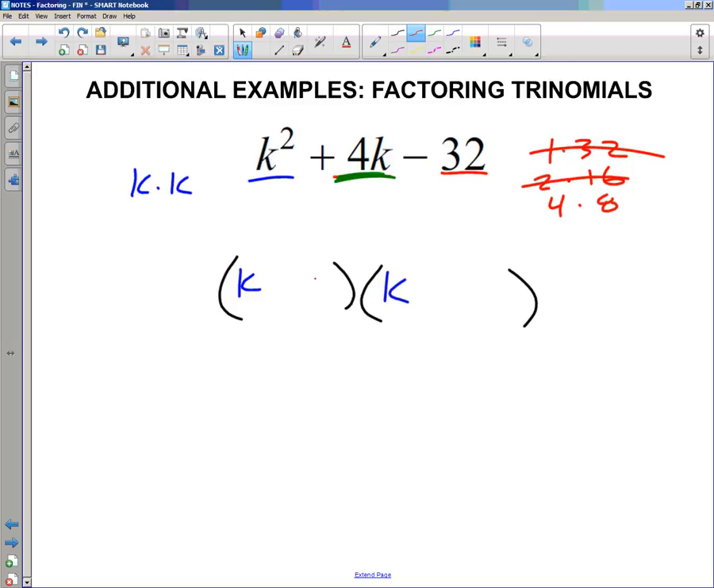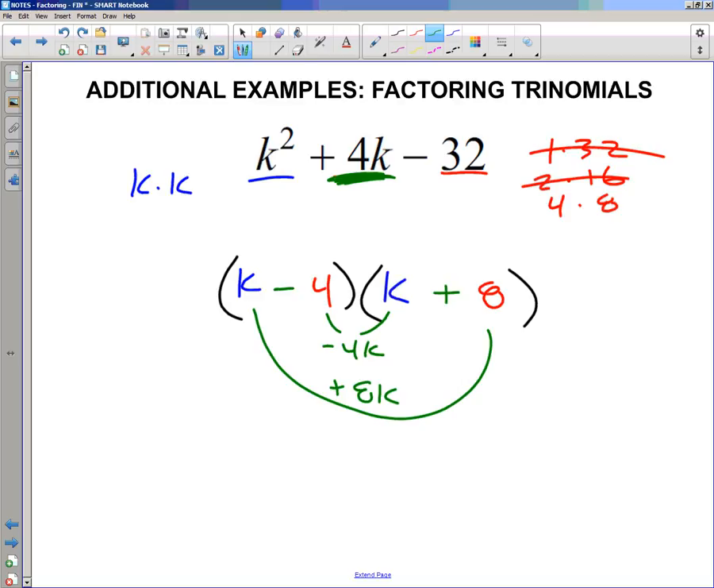I think it's going to be 4 and 8, but let's just do a quick check and make sure that works. 4 times k is 4k. 8 times k is 8k. Is there any way we can combine these to get this positive 4k that we're looking for? We sure can. We're going to need the 8 to be positive and the 4 to be negative. 8 minus 4 gives us the positive 4k. So I'm going to go ahead and put a minus there and a plus there.